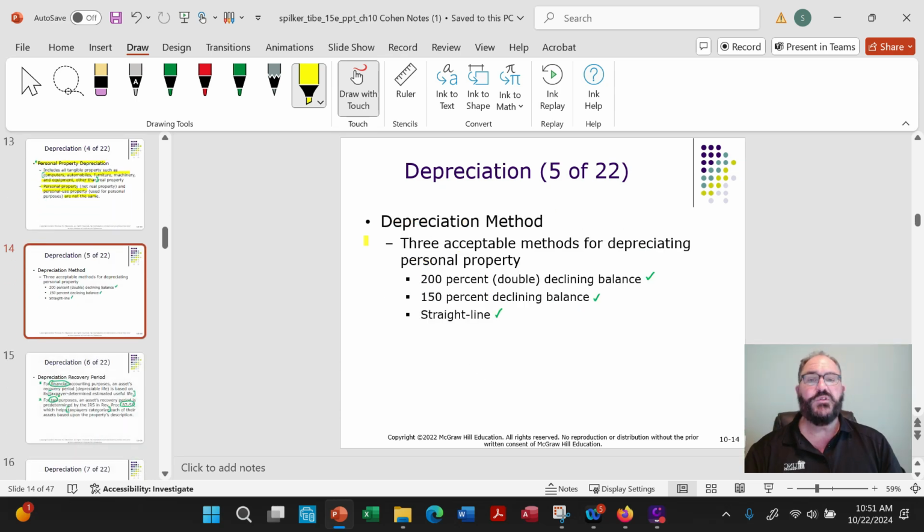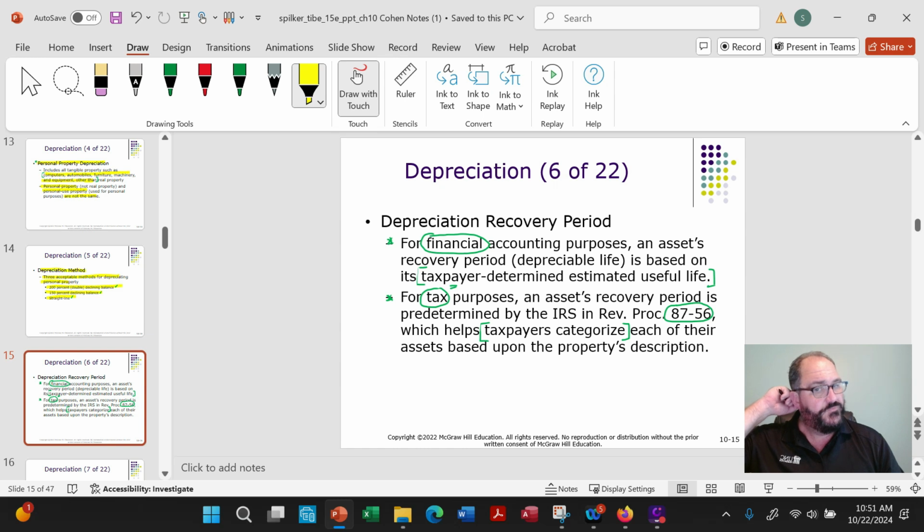Okay? So for the depreciation method, there's 3 acceptable methods. Double declining balance, this is probably, and straight line, are probably the 2 you're most familiar with, right? And then there's this 150% declining balance. I'm not sure how many people use that. I'm sure somebody must because they mention it, okay? So for financial accounting, you take an asset's recovery period, depreciable life, and it's taxpayer determined estimated useful life.